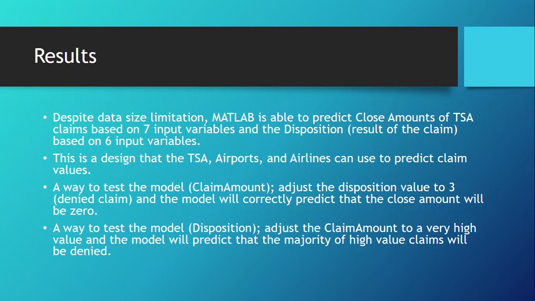So despite the data size limitations, MATLAB is able to predict close amounts of TSA claim data based on 7 inputs, and the disposition, or the result of the claim, based on 6 input variables. And this is a design that the TSA, airports, and airlines can use to predict the claim values and the dispositions of it, so they can forecast how much they're going to be paying out in a certain period of time. And another cool thing is that you can constantly update this and retrain the data.